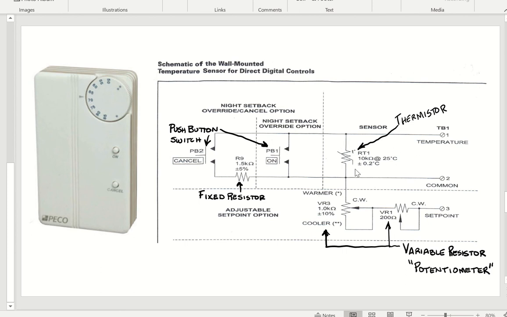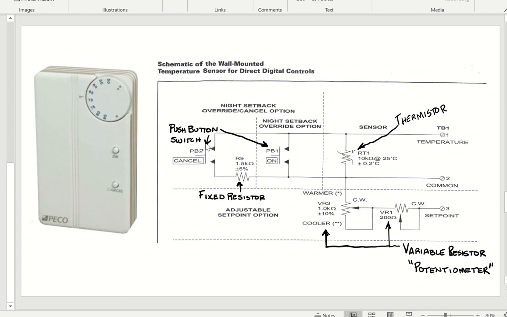Right here is what's called a thermistor. A thermistor is a thermal resistor. It changes resistance as the temperature surrounding it changes. This one is called RT1, a resistance temperature device, 10K ohms at 25 degrees centigrade. Very common 10K thermistor. 25 degrees centigrade is also 77 degrees Fahrenheit.